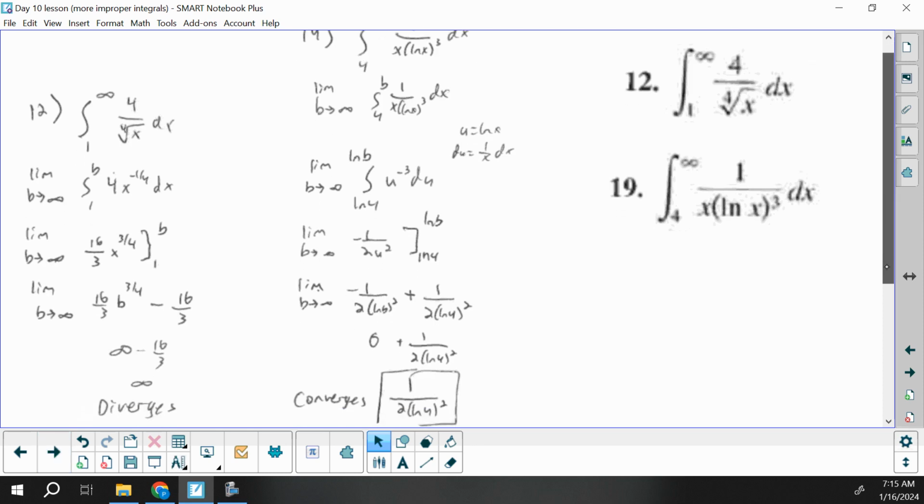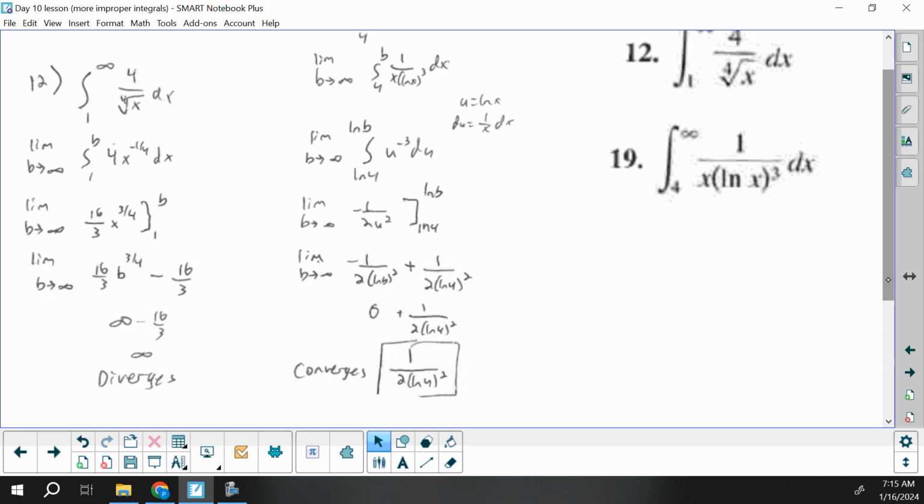Number 12. Our improper part is again that top bound, the infinity, so limit as b approaches infinity. Integral from 1 to b, I rewrote the expression as 4 times x to the negative 1/4. Exponent goes up 1, so we now have 3/4. Divide out front by 3/4, which is the same as multiplying by 4/3. Sub in your b, sub in your 1. As b goes to infinity, that first term goes to infinity. So because we have an infinity involved, it's infinity minus some number, so it'll still be an infinity. Anytime there's an infinity involved, it's automatically a divergence.